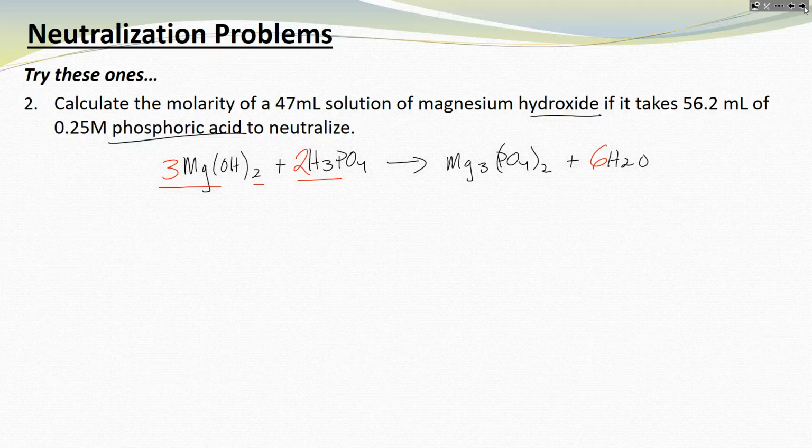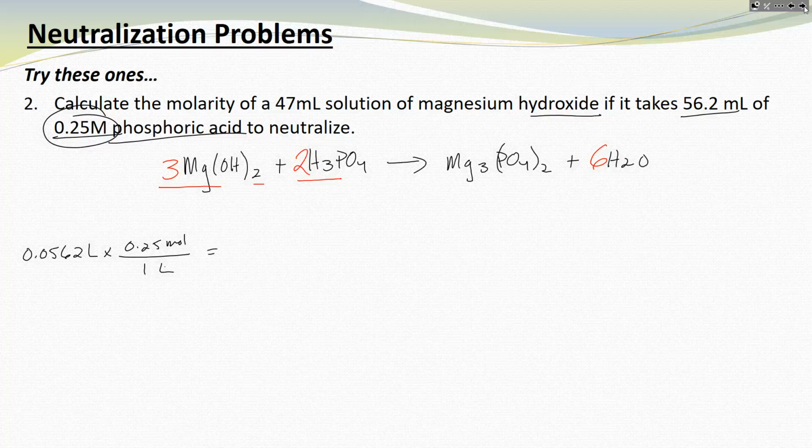Either way is fine. So just jumping right into the question, I have the volume and concentration of the acid, so I'm going to find the moles of acid. 0.0562 liters, and I'm going to times it by 0.25 moles per 1 liter. That's what this is telling me. So 0.0562 times 0.25 is 0.014141. I'll just round it off to that. That's your moles of H3PO4. Now we're being asked to find the moles per liter of magnesium hydroxide.